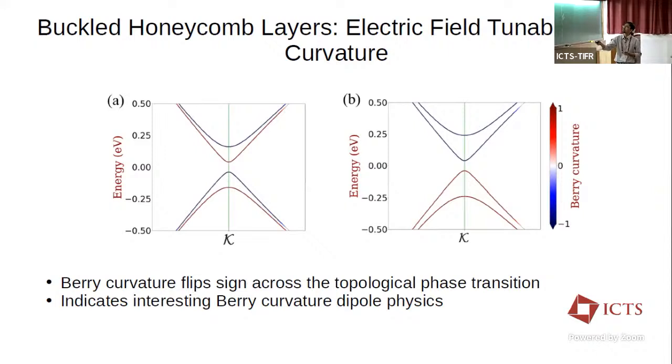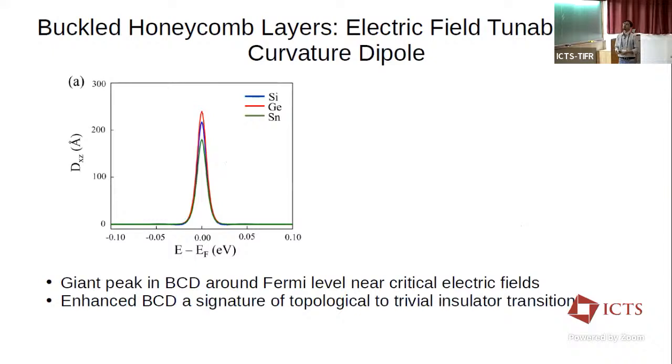This is red, positive value. On the other side, it's just reversed. So this is a sign of a topological phase transition, and that also indicates to us that because the Berry curvature is changing sign, interesting things could also be going on with the Berry curvature dipole. Okay, so we go ahead and actually calculate what happens to the Berry curvature dipole.